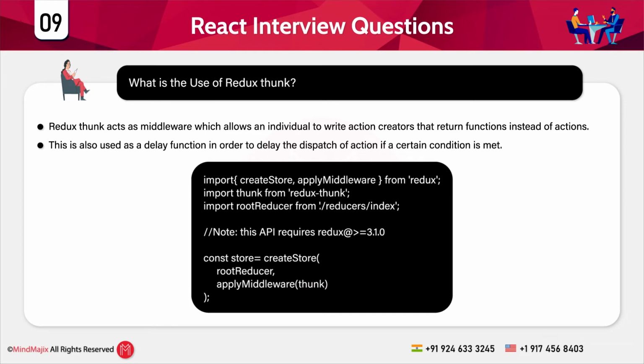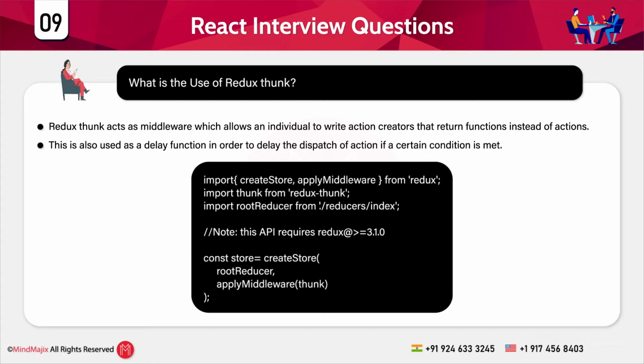In order to activate Redux Thunk, we must first use the applyMiddleware method. As you can see here, first you write import and then you pass createStore and applyMiddleware from Redux. After that, you import thunk from redux-thunk, and then you also import rootReducer from this location.